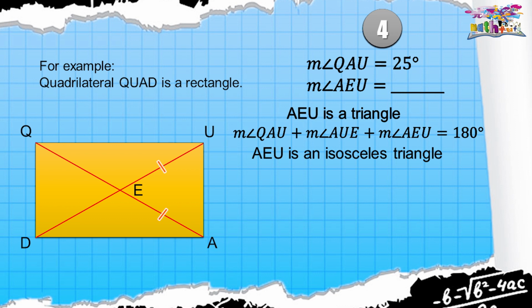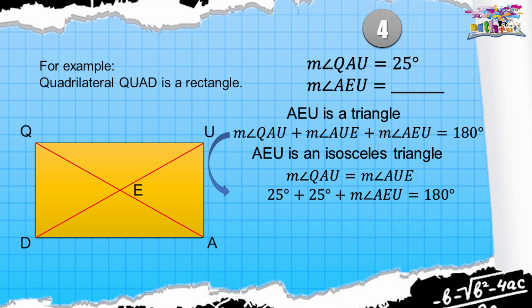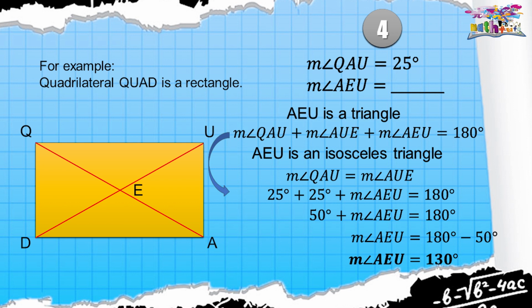Applying one of the properties of an isosceles triangle, that its base angles are congruent. Thus, the measure of angle QAU is equal to the measure of angle AUE. Thus, by substitution, simplifying the resulting equation, by addition property of equality, therefore, angle AEU measures 130 degrees.